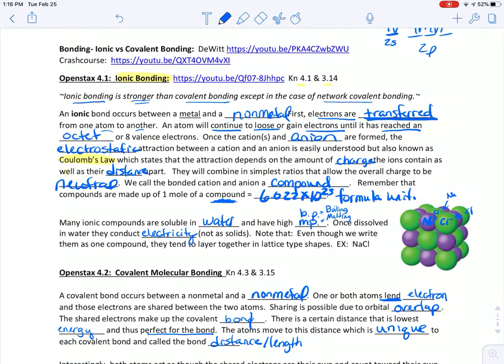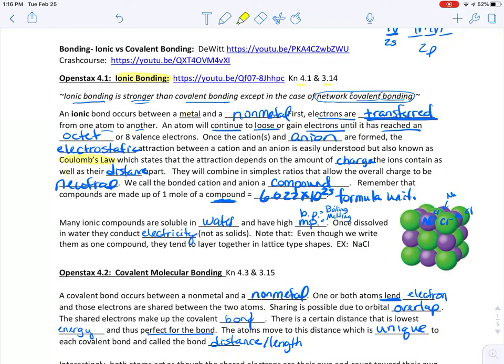And I've had someone ask me about network covalent bonding before. You're not going to see it in Gen Chem. You'll see it in geology and some other classes. That's a special case of covalent bonding where the covalent bonds build on top of each other and make this kind of super molecule that's super strong. So that's the one case where you'd find covalent being stronger than ionic. But in Gen Chem, we see ionic bonding is stronger than covalent bonding.